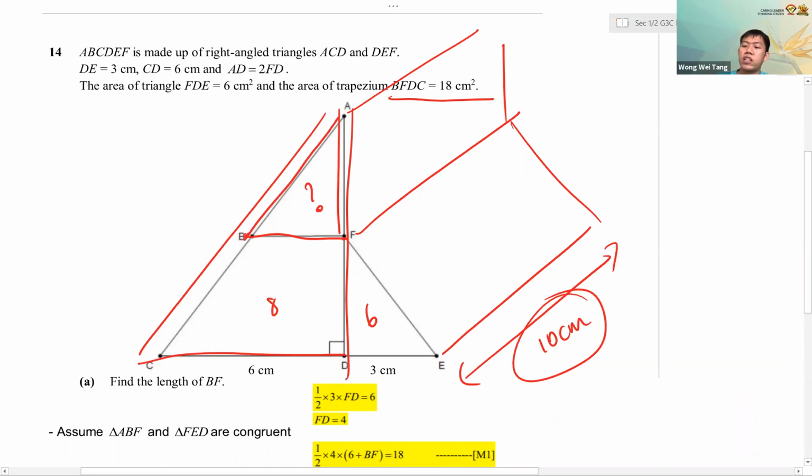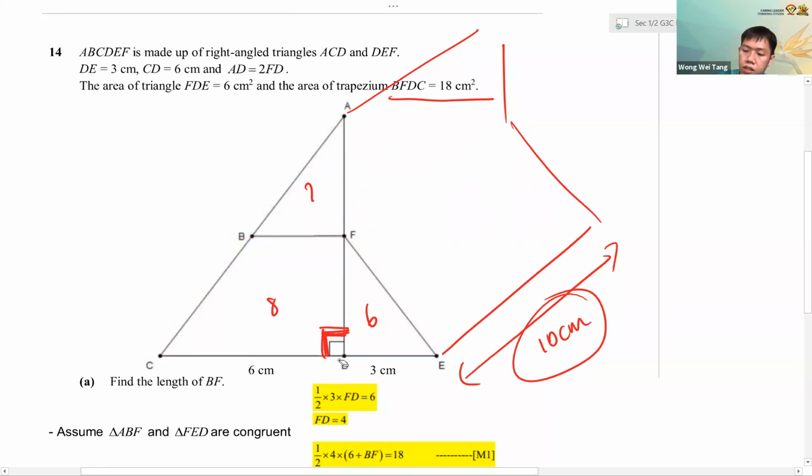Okay, so why are they similar? They have the same angles. How are they the same? Okay, let's take a look. They share a common right angle over here. They share the same common angle at the top. And finally, these two angles are corresponding angles, so they are the same. So what I've just shown is that all 3 angles in the triangles are the same. So they are similar triangles.